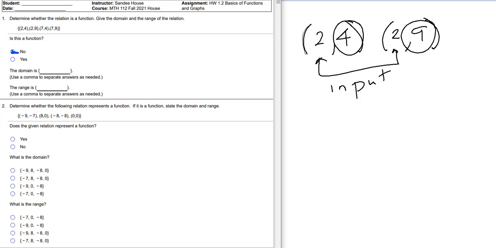Now the domain is the set of all input values. So for this relation, it's 2 and 7. And the range is the set of the outputs. So for this function, it's 4 and 9.